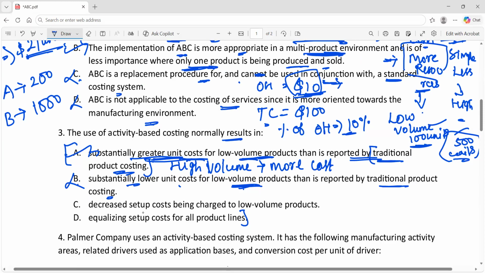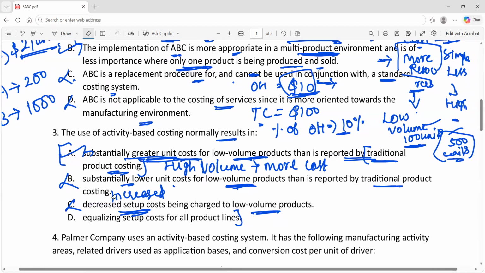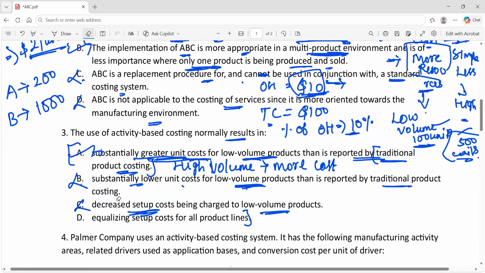Option C says decreased setup cost being charged to low volume product. Just now we saw that the low volume product should absorb more overheads, so it will have increased setup costs. Why increased setup cost? Because it is produced in low volumes, so you need more setups. So more setup costs should be allocated to the low volume products. So option C is not the right answer. It should be increased setup costs and not decreased setup costs.